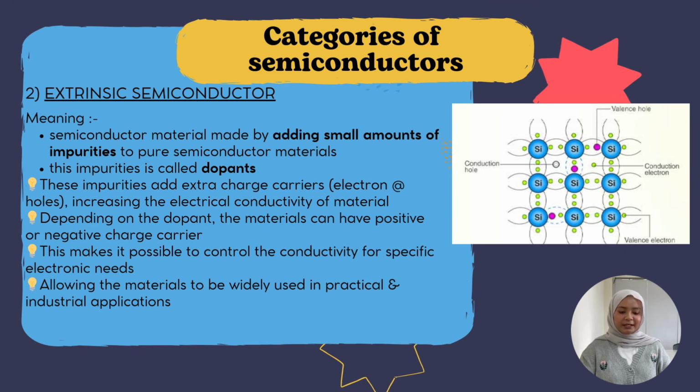Even with impurities, the material still behaves as a semiconductor, which means it does not become a metal. By adding dopants, we can control and tailor the conductivity of the semiconductor for specific electronic applications. Because of this enhanced and adjustable conductivity, extrinsic semiconductors are widely used in electronic devices and components. In short, extrinsic semiconductors show how pure semiconductors can be modified to be more practical and useful in real-world technology.